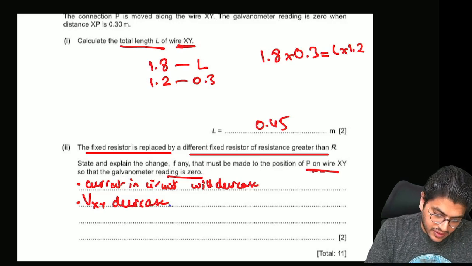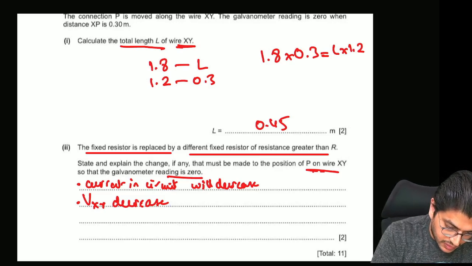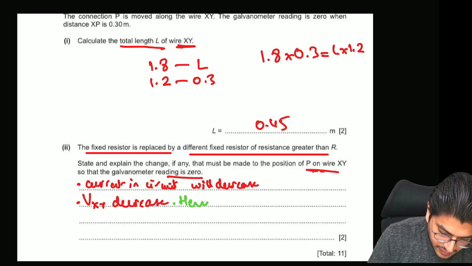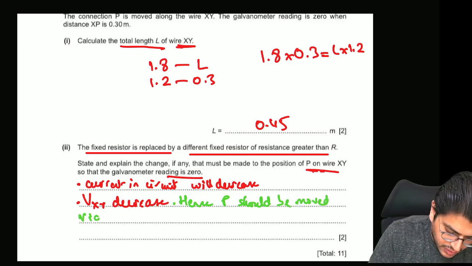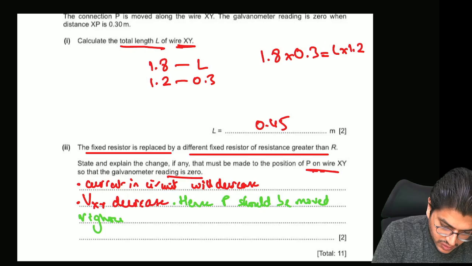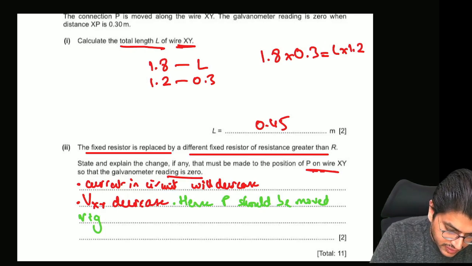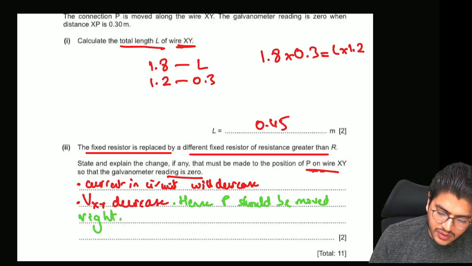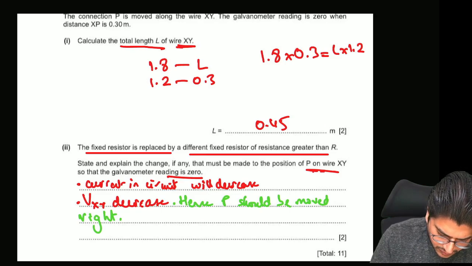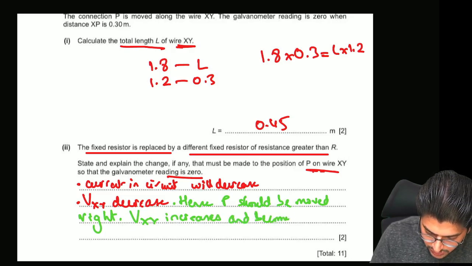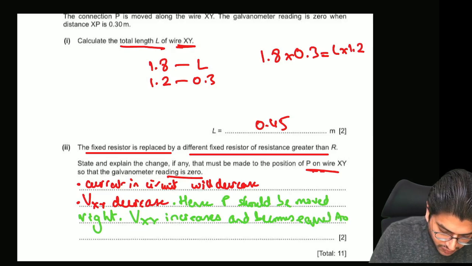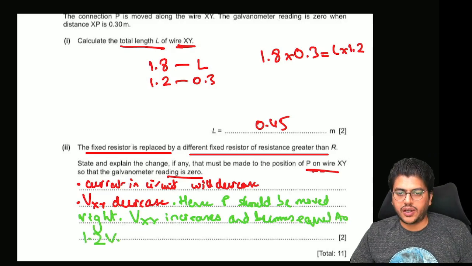Hence, point P should be moved right, or you can say towards Y. Hence point P should be moved right. You could also say towards Y. So that voltage XY increases and becomes equal to 1.2 volts. I hope that makes sense.